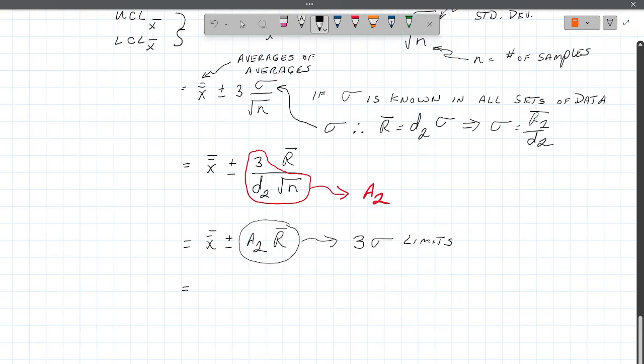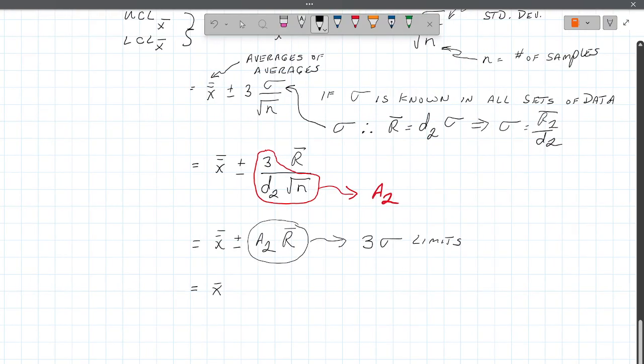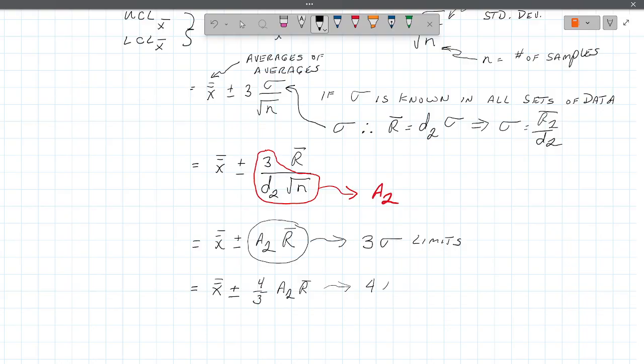Okay. So X double bar plus or minus 4/3. We're getting better in our processes. So we're going to be able to define those upper and lower control limits around what's going on.